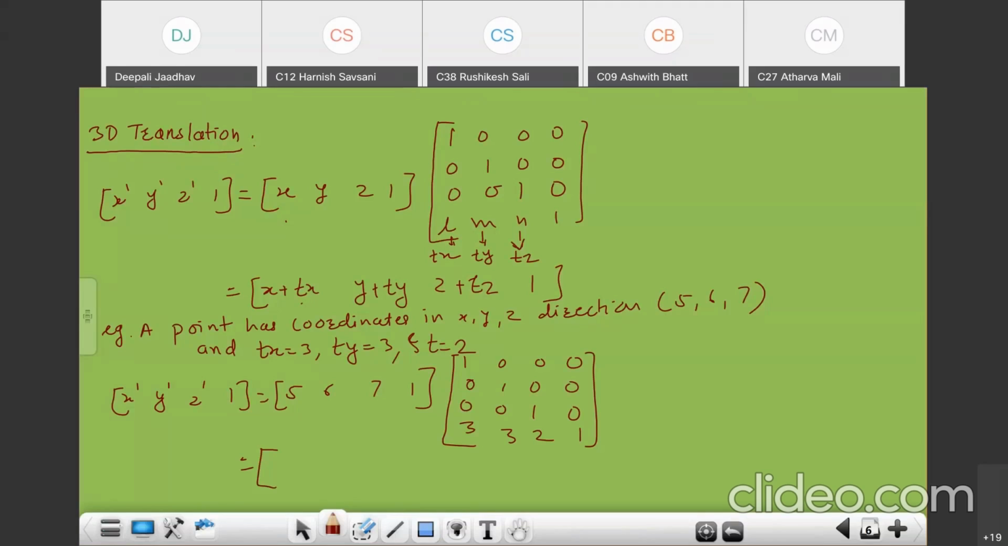So it is 8, 9, 9, 1. Correct? Here, this point 5, 6, 7, 1 is translated to the new point 8, 9, 9, 1. It is translated and the new point is 8, 9, 9, 1. 8, 9, 9 are the coordinates of the new point. That is simple translation.